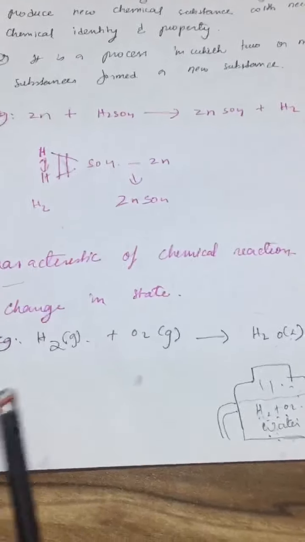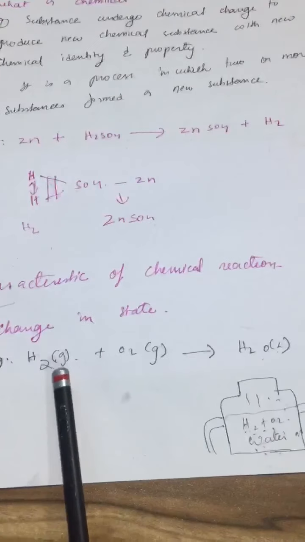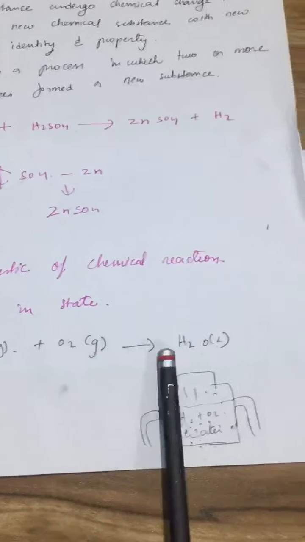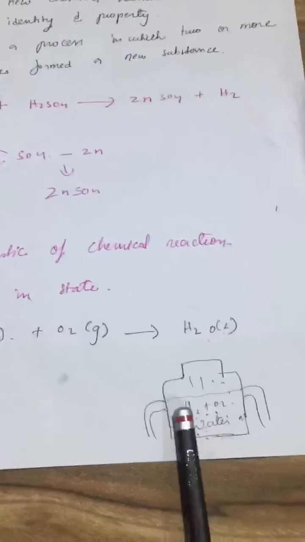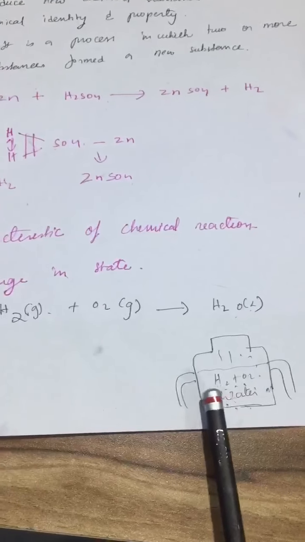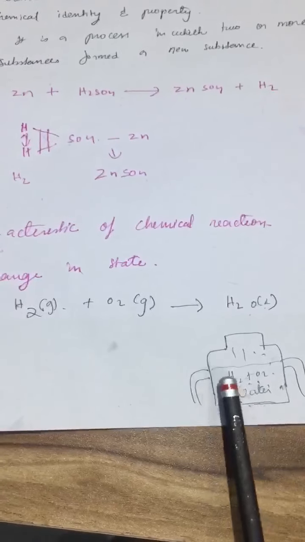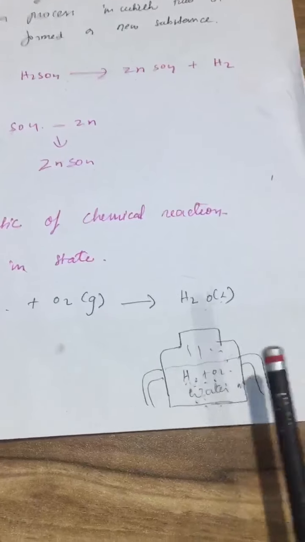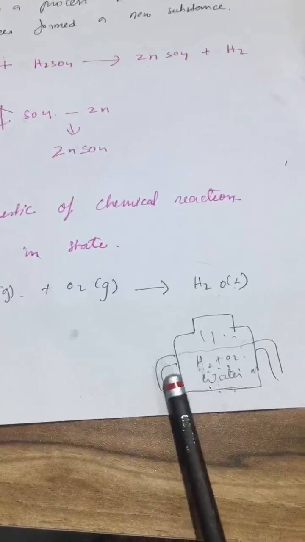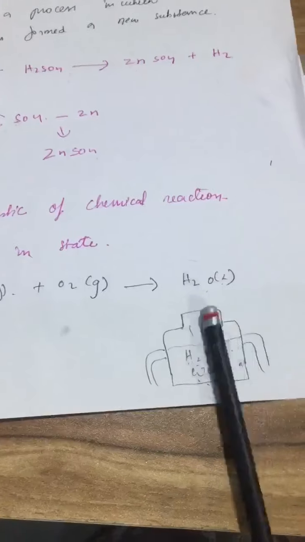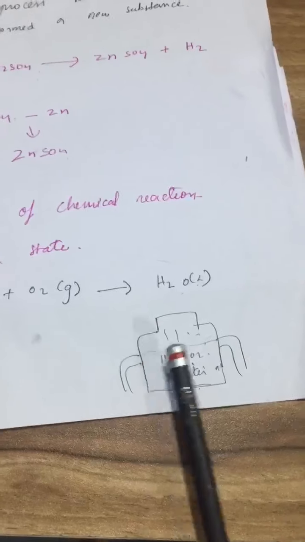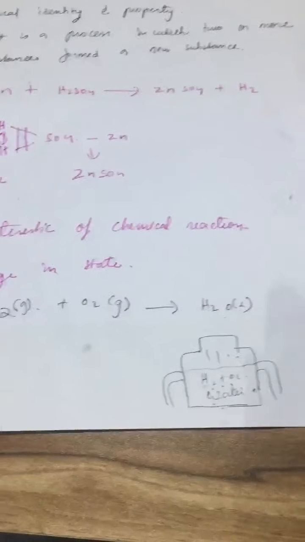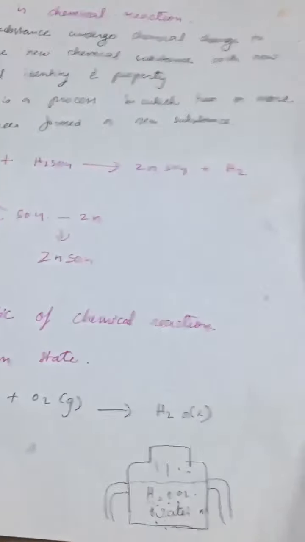So let's go to the example. See, H2 gas, that's G, H2 plus O2, hydrogen plus oxygen gives water. When we put H2 plus O2 in a container, a jar, and after a while we come and check the container, earlier we had put H2 plus O2, but when we come later and check, there will be water in it. So see, the change of state is taking place: gas to liquid.